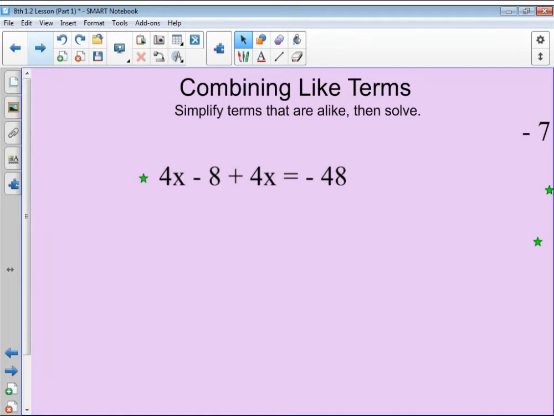For this problem, you should have ended up with an answer of x equals negative 5. If you didn't get negative 5, double check to make sure that you combined your x's correctly. Check with the partner, check with me.